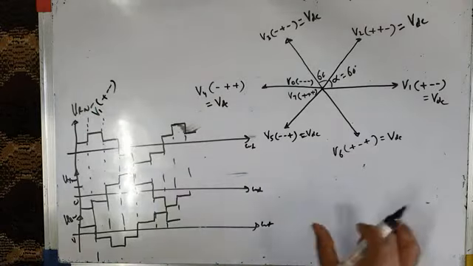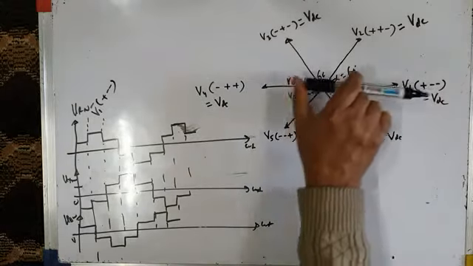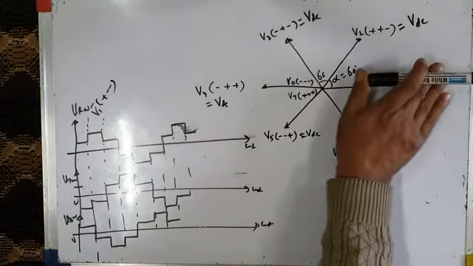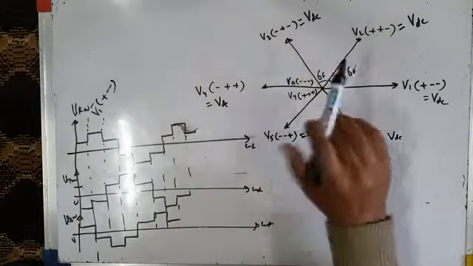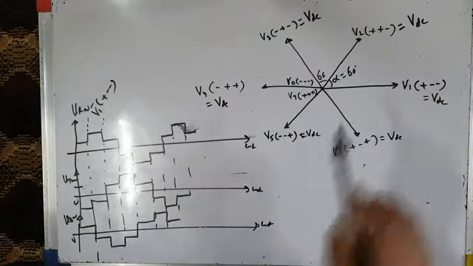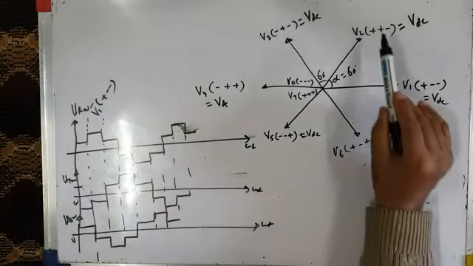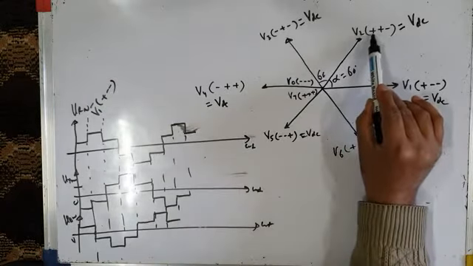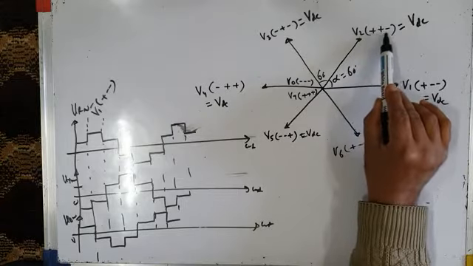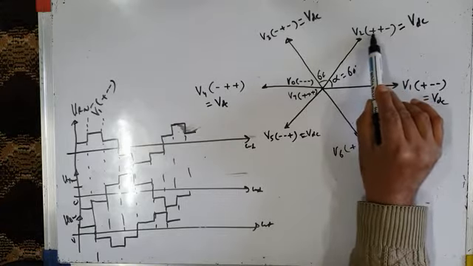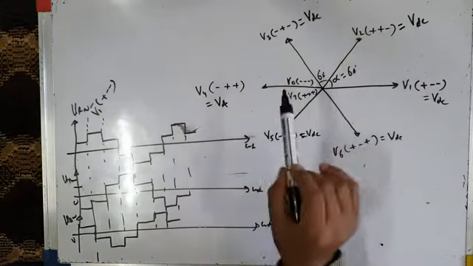And after 60 degrees, what happens? It applies the next voltage vector. So this voltage vector is now gone. After 60 degrees, it does not apply this voltage vector. It applies this voltage vector V2, whose length is also VDC, and when you transform it from alpha beta reference frame to ABC reference frame, it represents the three phase voltages VRN, VYN, and VBN. VRN is positive, VYN is positive, VBN is maximum negative.